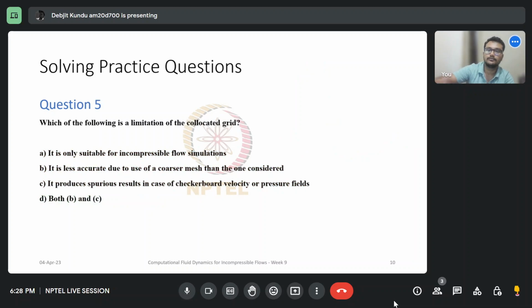We'll move on to question number 5, which is asking us which of the following is a limitation of the collocated grid. So earlier we looked at the limitation of staggered grid. Now we look at the same for a collocated grid. So now also we have four options. Option A, is it only suitable for incompressible flow simulations? Option B, it is less accurate due to use of a coarser mesh than the one considered. Option C, it produces spurious results in case of checkerboard velocity or pressure fields. Or is it option D, both B and C?